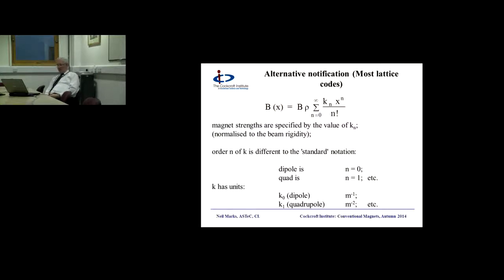And this is unfortunate, that in this particular subject, n is used in a number of different circumstances for different parameters, and we'll come across in a few minutes another use of the letter n for a different parameter again. But in this formulation, the dipole is n equals 0, the quadrupole is n equals 1, etc. And k, this thing here, has units of meters to the minus 1 for a dipole, meters to the minus 2 for a quadrupole. So if you're using a lattice code, be careful how you define n, because it could be different to the solution to Laplace's equations that I've just been discussing.